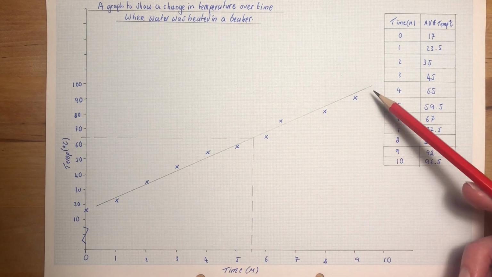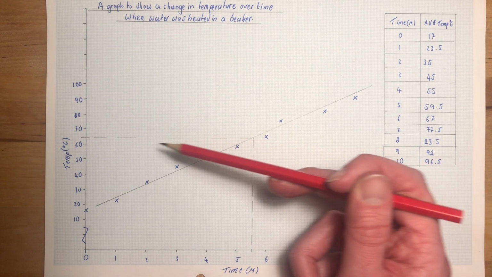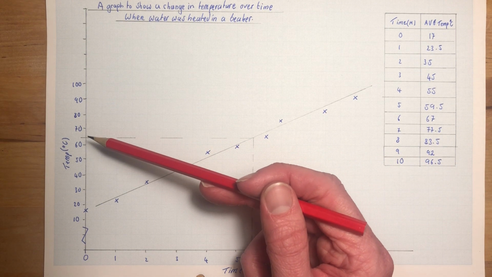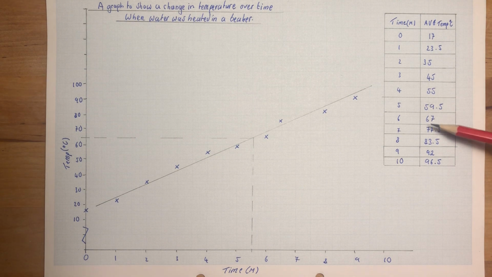Because I've got that positive correlation line, 5.5 minutes would equal out at about 65 degrees. And if you look in your results, 5 minutes is 59.5, 6 is 67, so 65 would fit between those two values, wouldn't it? So it kind of works.